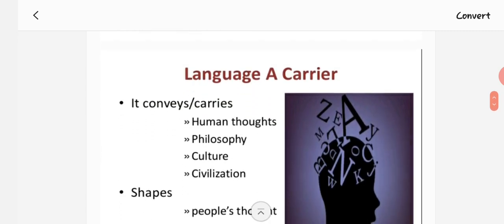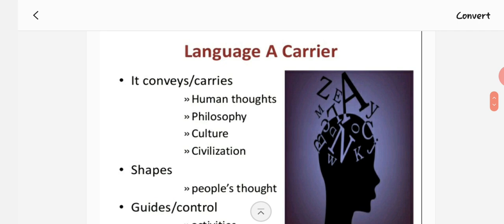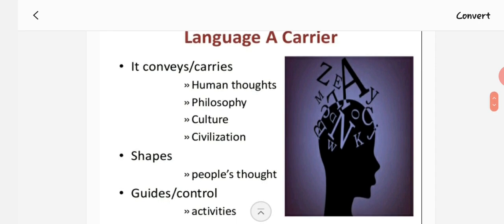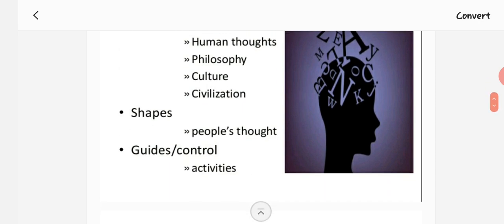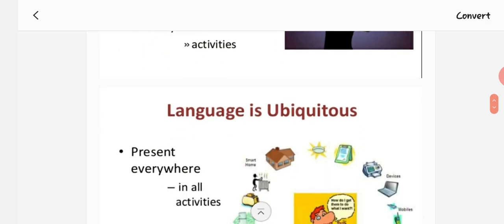If we talk about language as a carrier, it conveys or carries the feelings, thoughts, emotions, the gestures, postures, even the vague thoughts also. So it carries human thoughts, philosophy, culture, civilization. If we talk about the shapes of the different language carriers, it is basically the people's thought, how they used to think about a certain matter. It guides and controls the different activities.